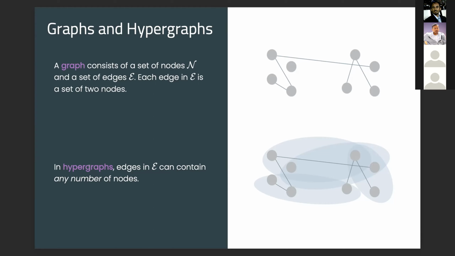This is in contrast to hypergraphs, which are built very similarly. We still have this same concept of a node set, but the edges in the edge set for a hypergraph can contain any number of nodes. So in this picture, I have visualized some regular graph edges, which are collections of two nodes, but then there are also these collections of what we call three-edges. So edges that connect three nodes together.